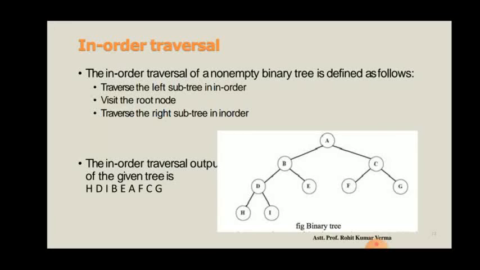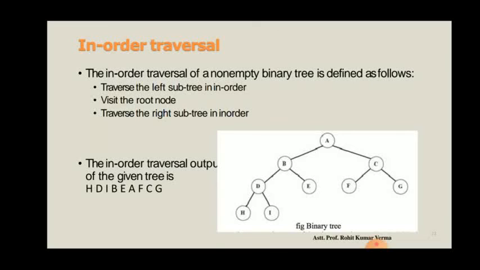Then we have to visit the right subtree. So for D the right position contains the node I. So H D I. Further you can see after completing this we have to cover the root. So now we are covering B. After B, that is the root, we have to cover the right subtree, that is E for B. So we write H D I B E. So dear students, this is our left subtree.